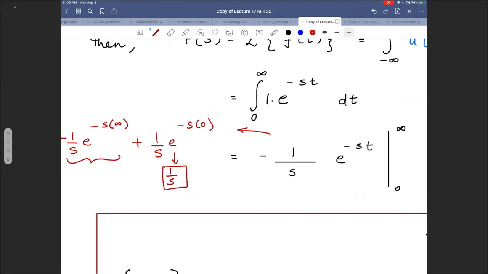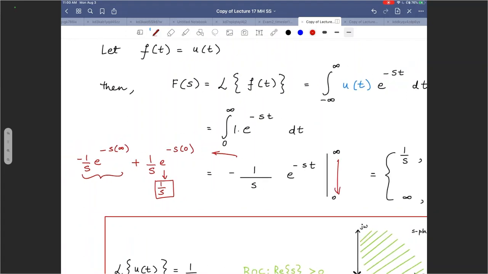Time is positive, right? 0 to infinity, time is positive. And if s has sigma plus j omega, the j omega part doesn't contribute to the magnitude. So if I just assume this to be sigma for now, what would happen? So here you have negative and a sigma and a very large number. If sigma is negative multiplied by negative, what is going to happen? You are going to get infinity over here, right?